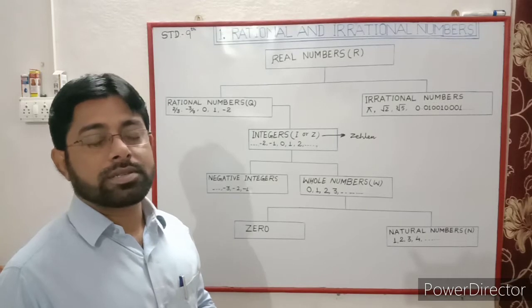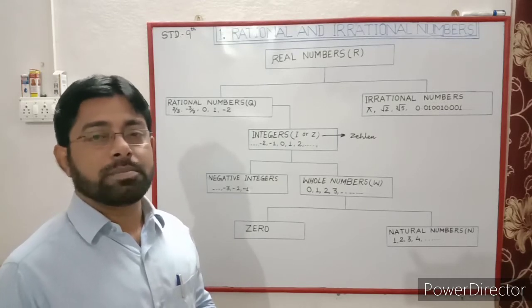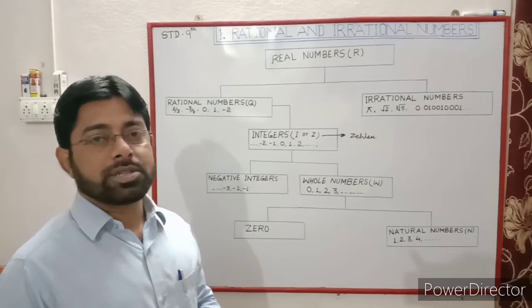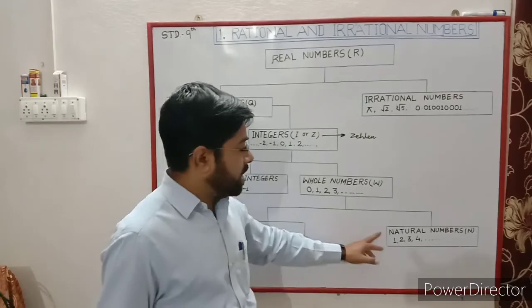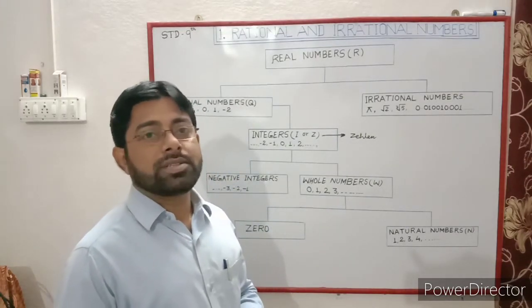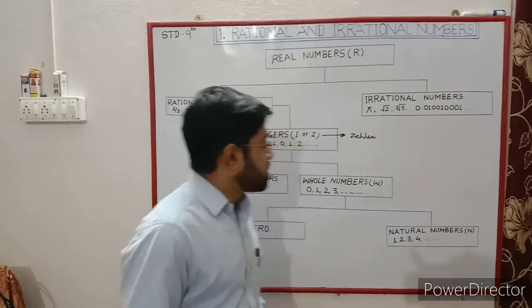Hello my dear students, we have studied various types of numbers and we are familiar with the number system. Let us review them. First, natural numbers. Counting numbers are known as natural numbers. It is denoted by N.